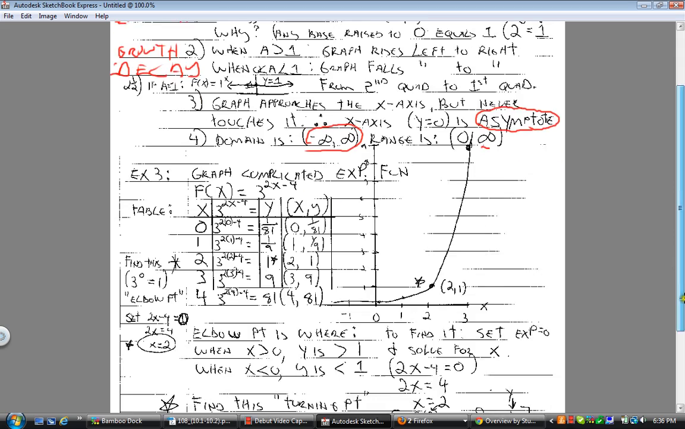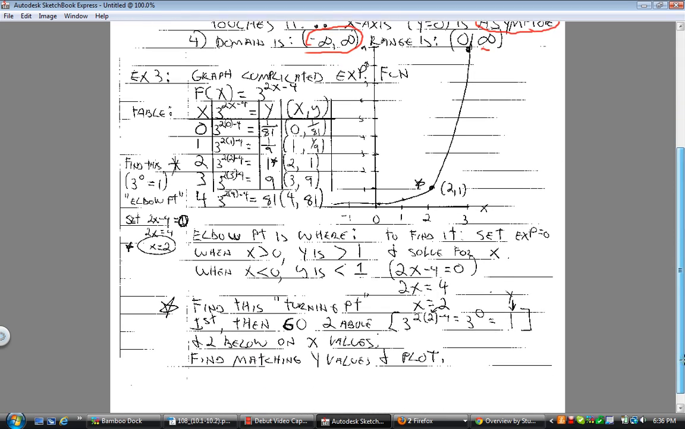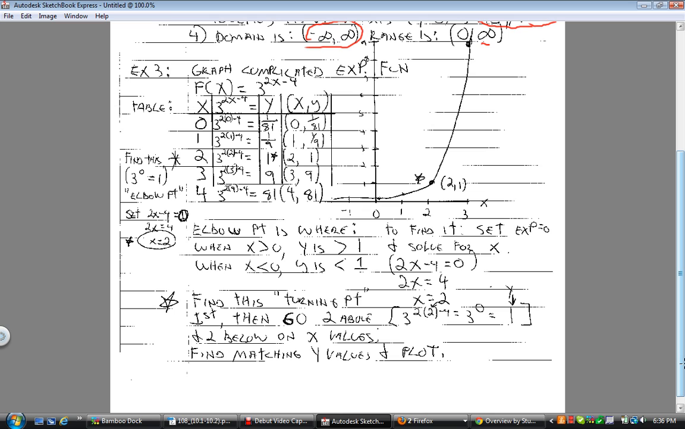Next thing we're going to work on is example 3 written here. For some of your homework problems, they're going to ask you to graph ones that look a little tad more complicated. If you look at this problem, you've got f of x equals the base 3 raised to the exponent 2x minus 4. The key to doing these problems is to find the elbow or turning point. That is where you are going to have the base 3 raised to the 0 power, because that's going to equal 1. Now, we need to take the expression up in the exponent, which happens to be 2x minus 4, and set that equal to 0 and solve for x.